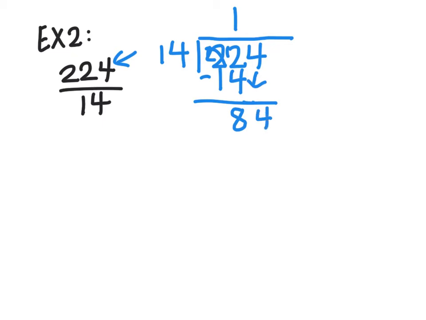Alright, 14 into 84. Let's see. 14 times 5 is 70, okay, so 6 times. I'm going to put the 6 above the 4. And let's multiply. 6 times 4 is 24. Carry the 2. So it's exactly 84. I have 0 remainder and there's nothing left to pull down. So that's my answer, 16.